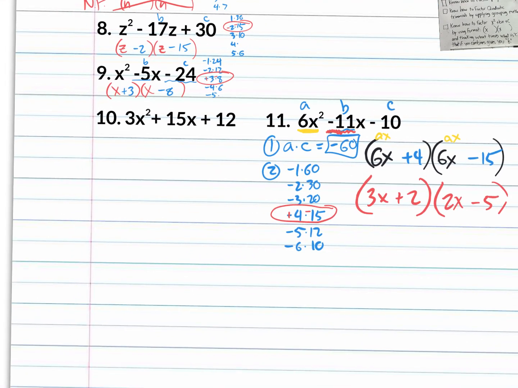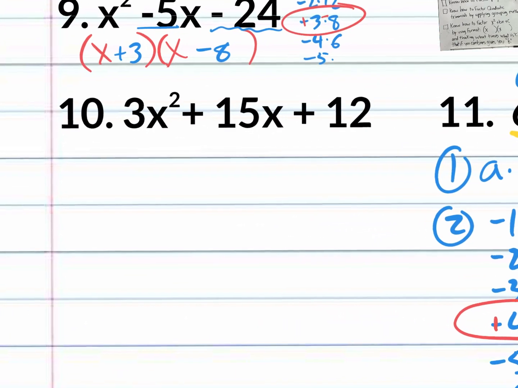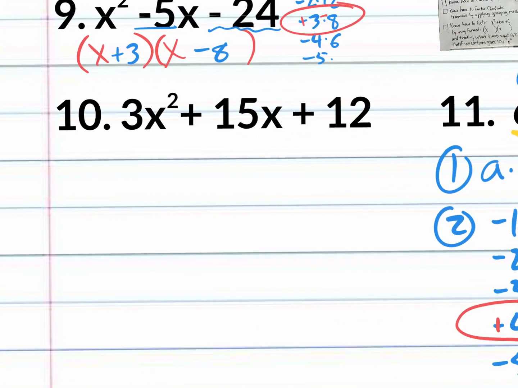So look at number 10. The reason why I did 11 before 10 is because when we look at 10, you might be tempted because you're like, oh, there's an a value of 3. So I cannot do what I did before, I can't do this. Why not? Because there's a 3 out there.